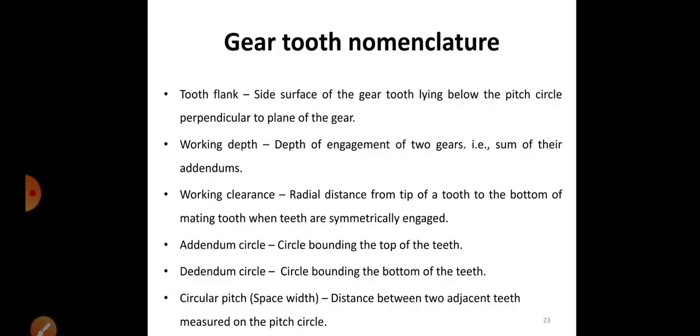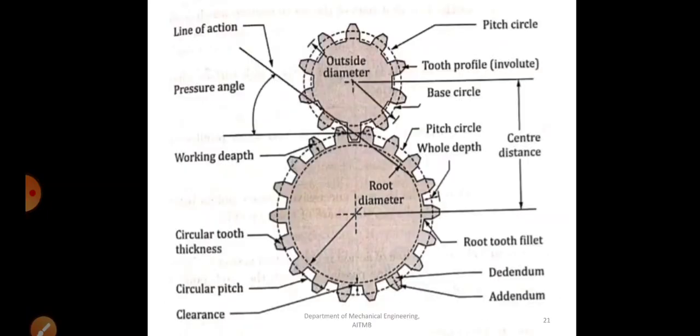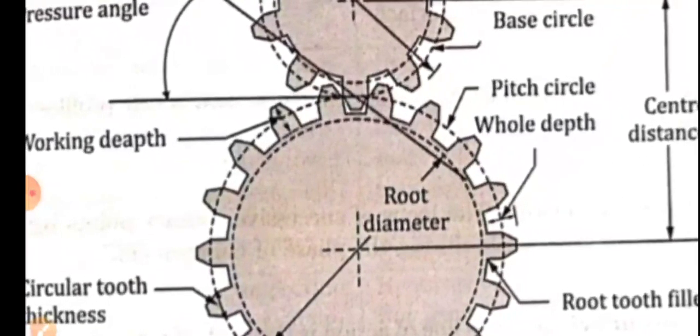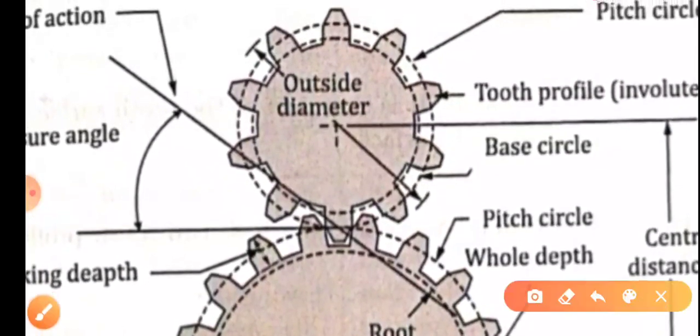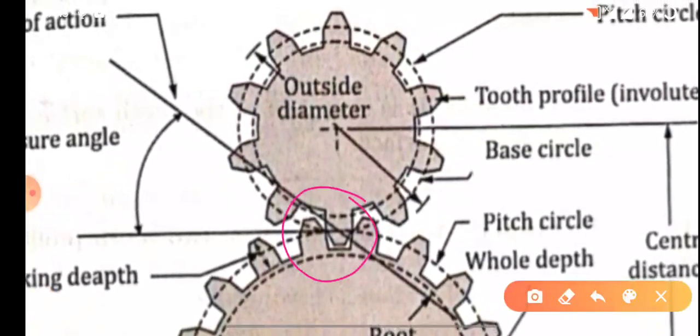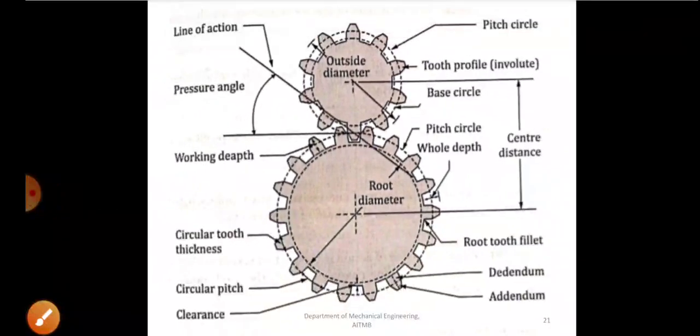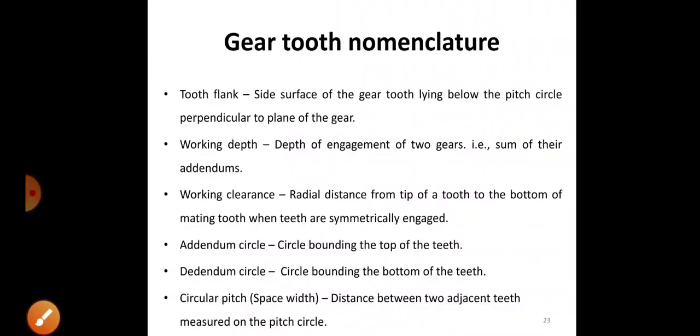Okay. Next, clearance. That is the radial distance from the tip of the tooth to the bottom of the mating tooth when teeth are symmetrically engaged. So here you can see in this figure, when these two teeth are engaged, there is a small portion of clearance. This gap is known as clearance, or working clearance: the radial distance from the tip of the tooth to the bottom of the mating tooth when the teeth are symmetrically engaged.